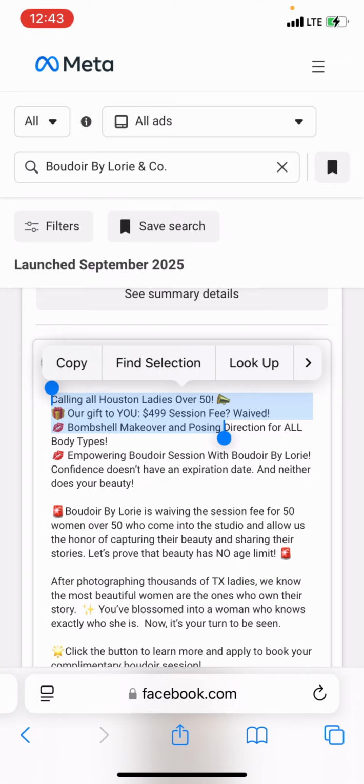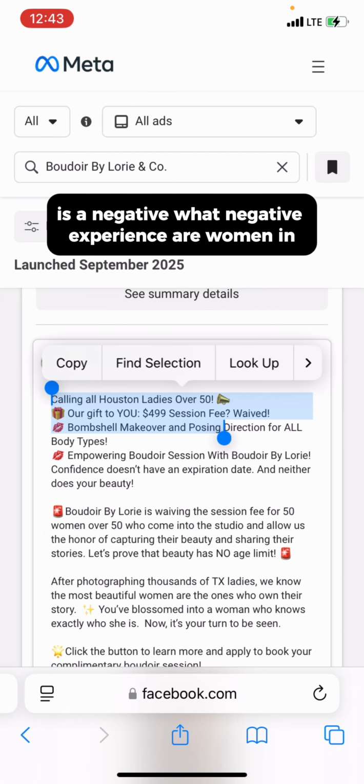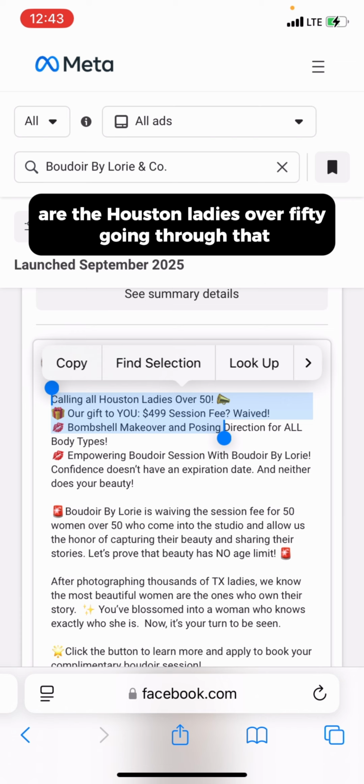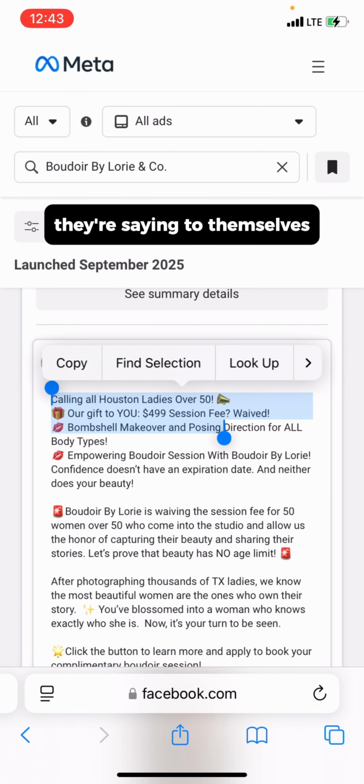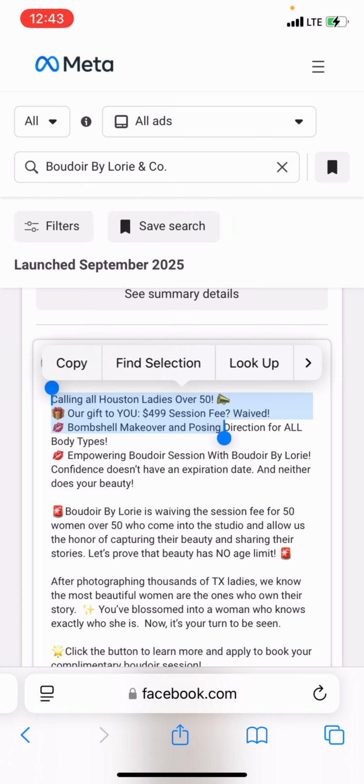The second thing we want to have in the See More headline is a negative. What negative experience are the Houston ladies over 50 going through that they're saying to themselves they want to move away from? What is that negative experience?